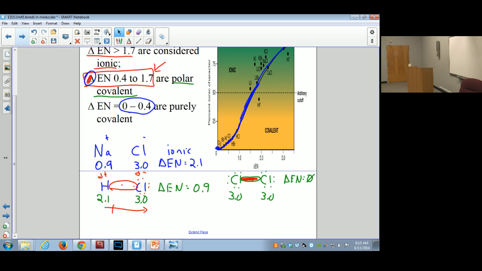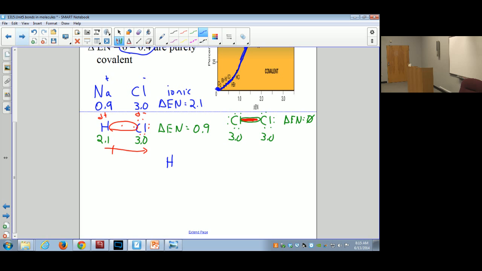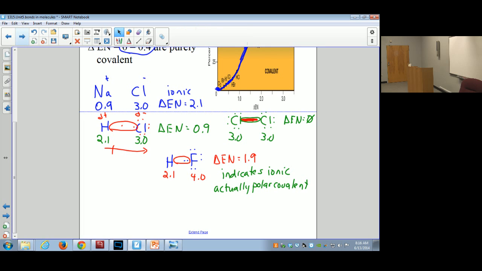Oh, and I also wanted you to note a couple of other things. I want to talk about HF again for just a minute. If you look at the scale, this is a 2.1, and that's a 4.0. And so the difference, the delta EN, is 1.9. Under our rules, that would indicate that this is an ionic bond. But like I said, this is a continuum. So it's not ionic. It is actually polar covalent. Even though it doesn't quite fit our rules, we know from experiments that that's a polar covalent bond.